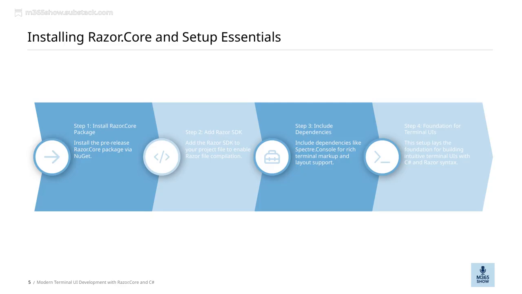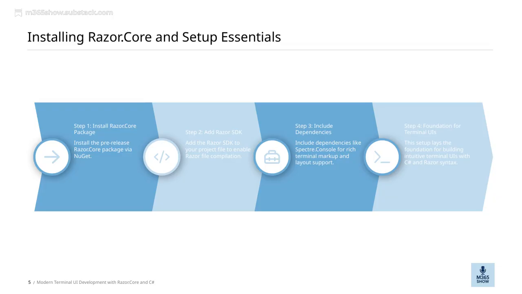Now let's move on to step 4, which is laying the foundation for our terminal UIs. Here, we're including dependencies like Spectre.Console. This library is essential because it provides rich markup and layout support, allowing us to build more visually appealing and user-friendly interfaces. Without it, our UIs would be quite limited, so it's a crucial piece of the puzzle.